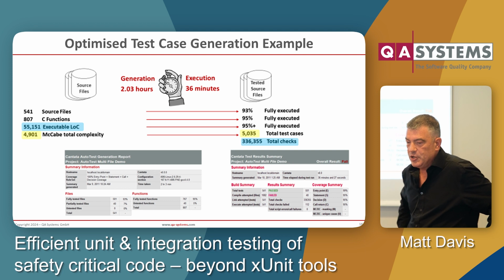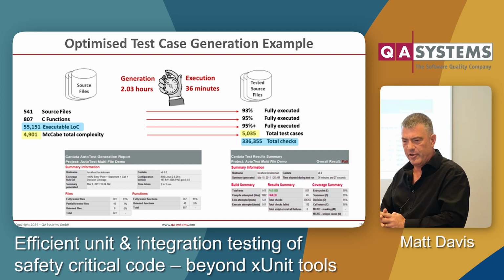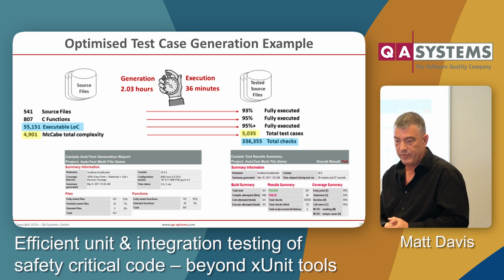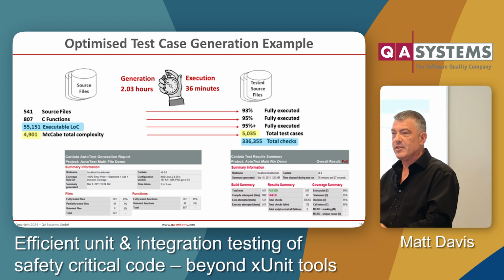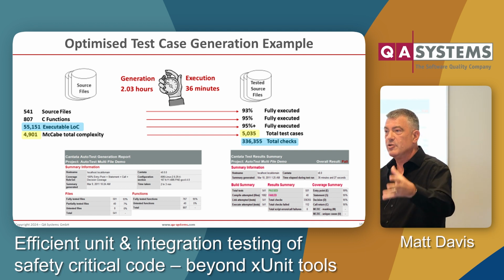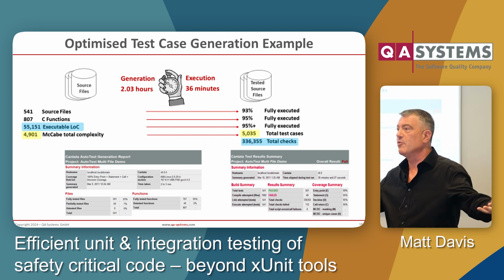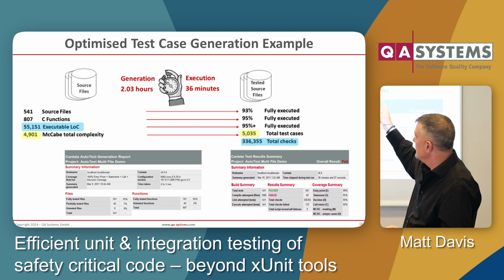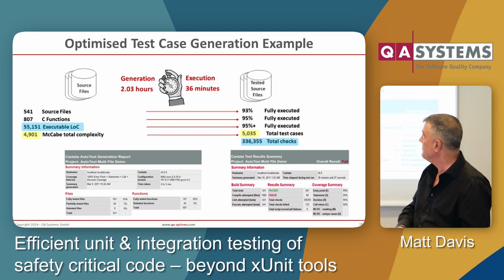Here's an example. This is actually from telecom code, originally from Orange, if I remember right. Simple C source code, 541 source files, 807 functions, basically the big numbers. 55,000 lines of executable code. We used our own tool to measure the McCabe cyclomatic complexity, which gives you a really good approximation of the number of decision outcomes in that code. 4,900. It took 2 hours to generate the tests, 36 minutes to execute them. It's now a lot faster than this. We did this a few years ago.